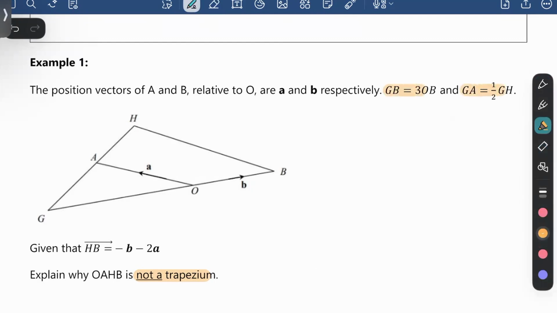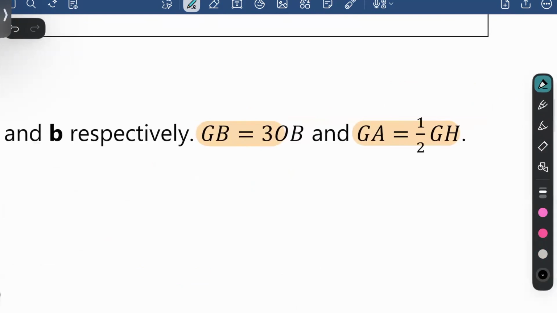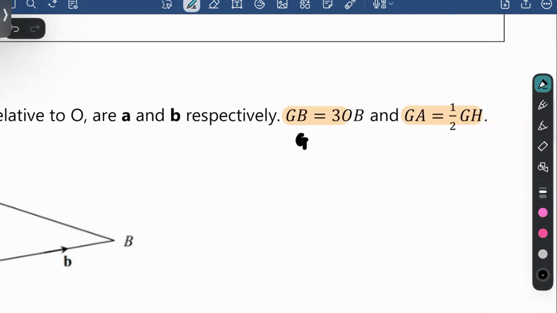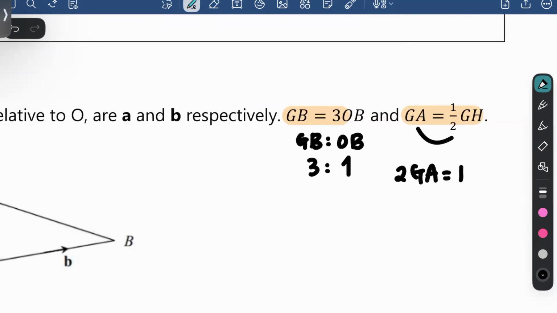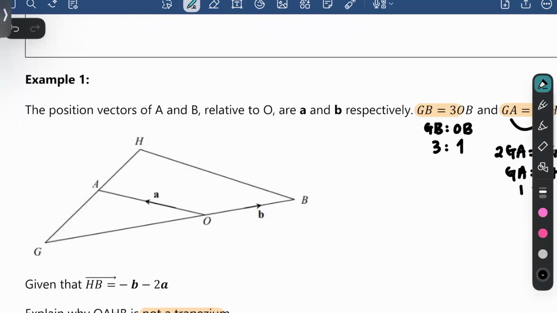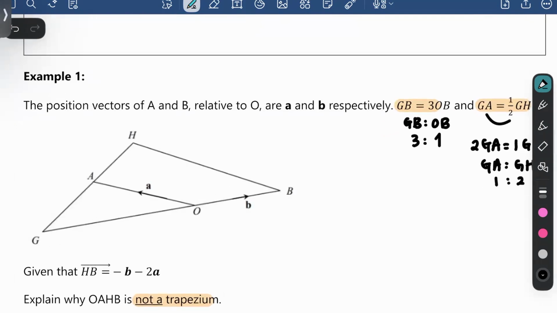This one we all should be quite familiar. So I'm just going to very quickly do this. If I'm going to put down the ratio, I got to swap it around. So GB to OB is 3:1. This one, bring over the 2 first, which allows me to get 2GA equals 1GH. So GA is to GH, swap the ratio, 1:2. So please go and label it over here. So GB is 3 units, so the whole thing is 3 units. OB is 1 unit.